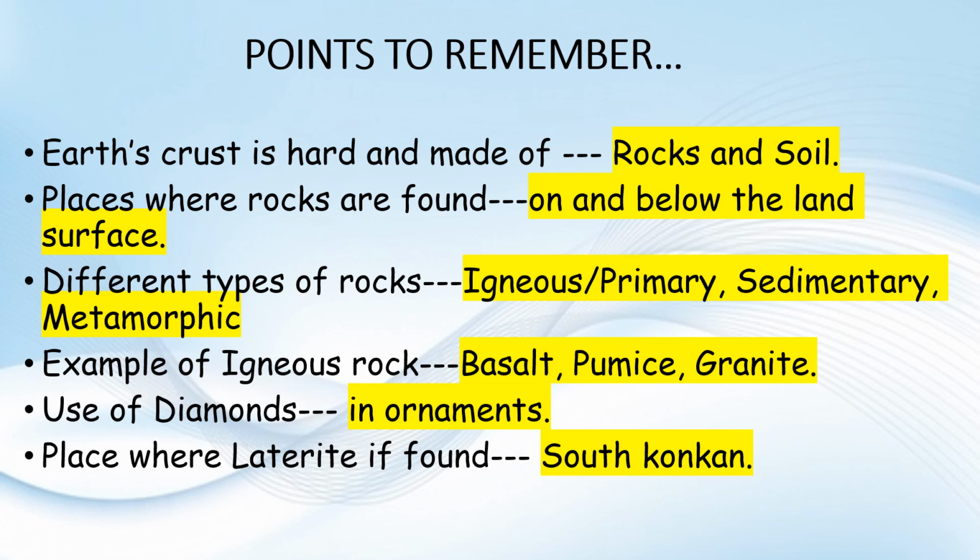Now, first a list of points to remember is given from the lesson, which you can understand in a short and simple way. Like, Earth's crust is hard and made of what? Rock and soil, since we had it in the very first slide of the lesson explanation. Then places where rocks are found: on and below the surface of land. Then different types of rock we have seen: igneous, that is also called primary rock; sedimentary; metamorphic rocks. Examples of igneous rocks: basalt, pumice, granite. Use of diamonds: in ornaments. Place where laterite is found: South Konkan.